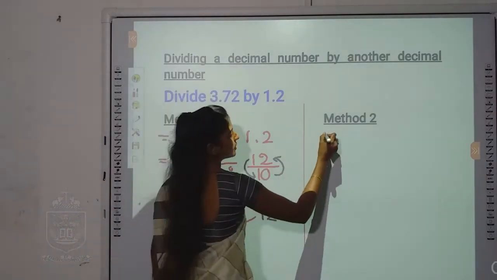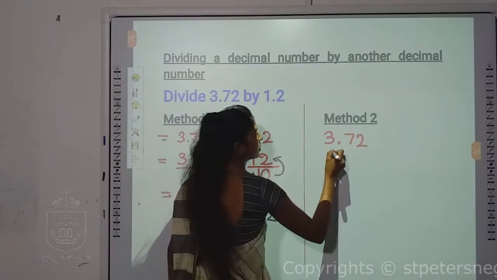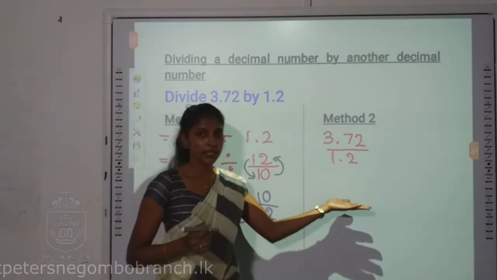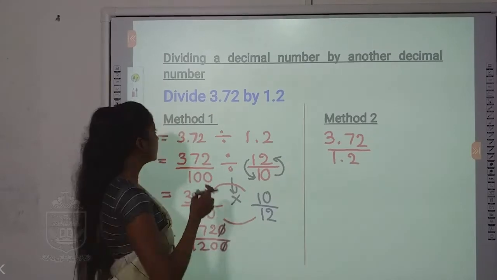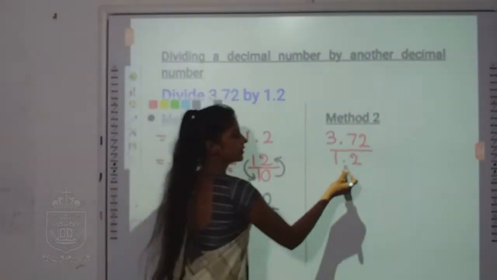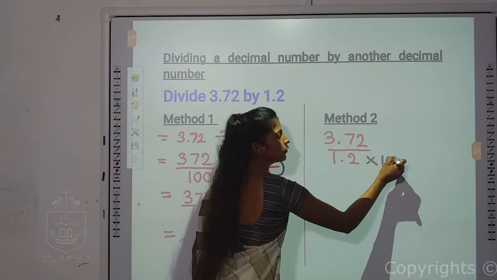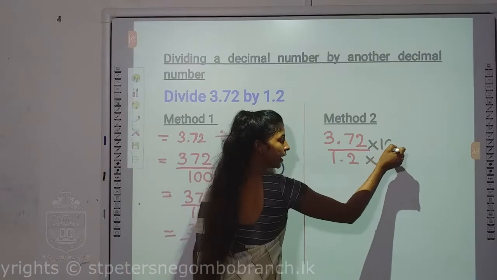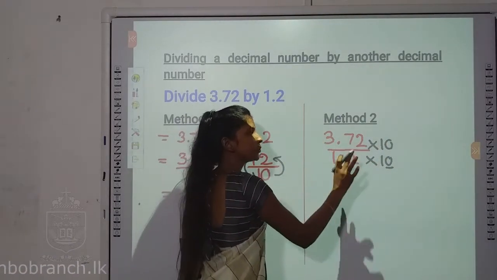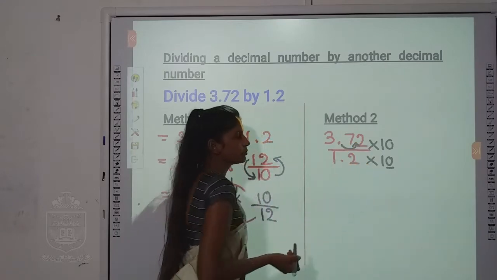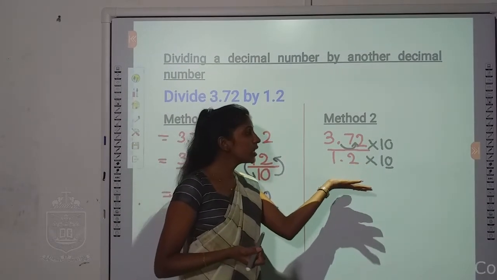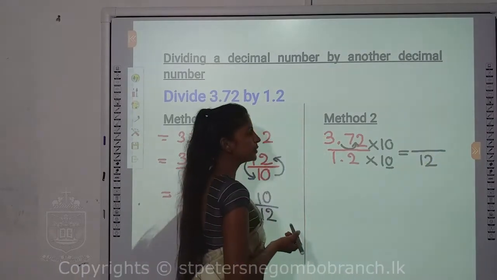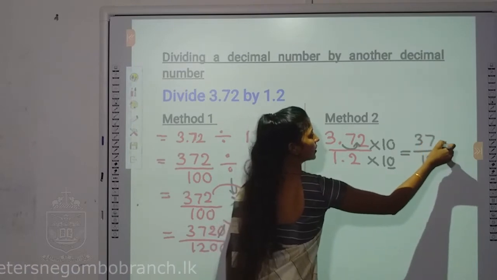Second method also, you know that 3.72 divided by 1.2. What did we do? We have to convert the denominator into a whole number. In converting the denominator into a whole number, you have to multiply. One decimal place should be moved, therefore, by 10. But here also, you have to do the same to the numerator. It won't become a whole number, it will be a decimal, but the problem is only with the denominator. So, we converted the denominator into a whole number, which is 12, and in the numerator you will have 37.2.